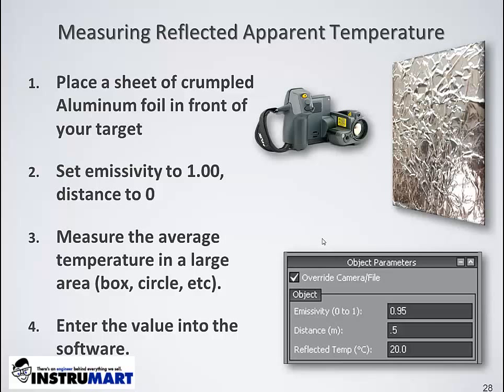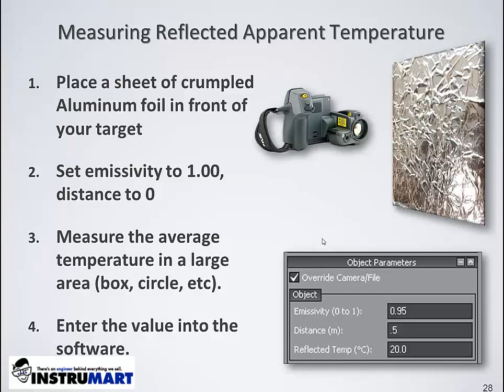The third thing I'm going to do is place an area region of interest on the foil target in my infrared image, and measure the average temperature from that region of interest. This average temperature is the reflected apparent temperature.